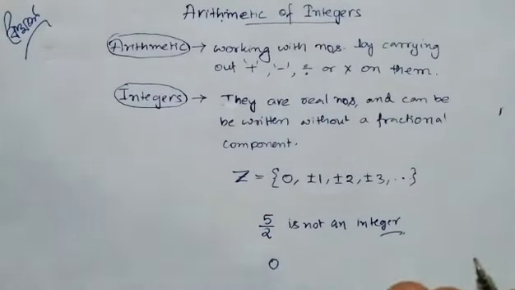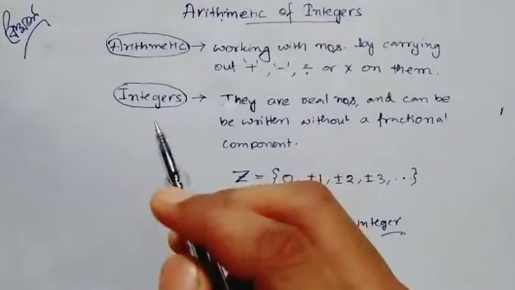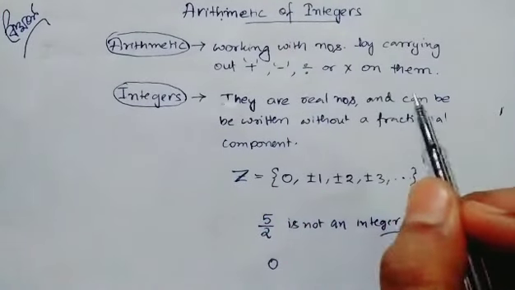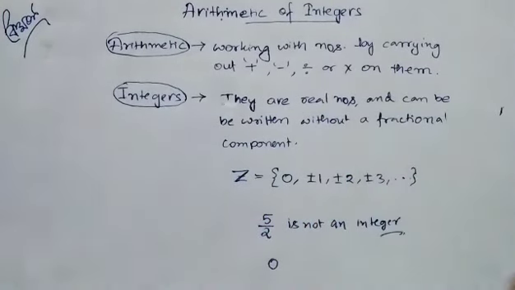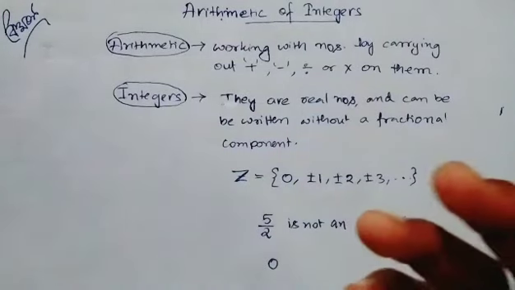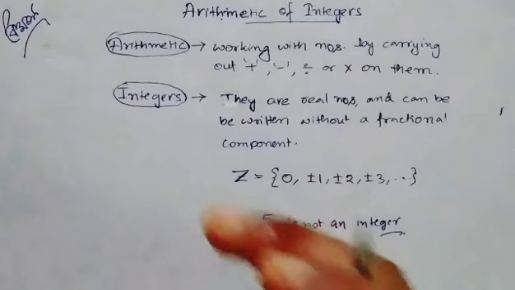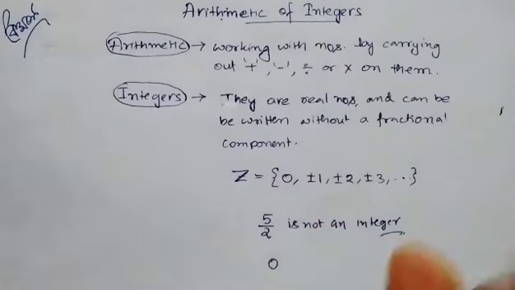So let's begin. When you come across the term arithmetic, it basically refers to working with numbers by carrying out addition, subtraction, division or multiplication on them. So we will carry out the arithmetic operations on these numbers, okay? And I guess you know what integers are.